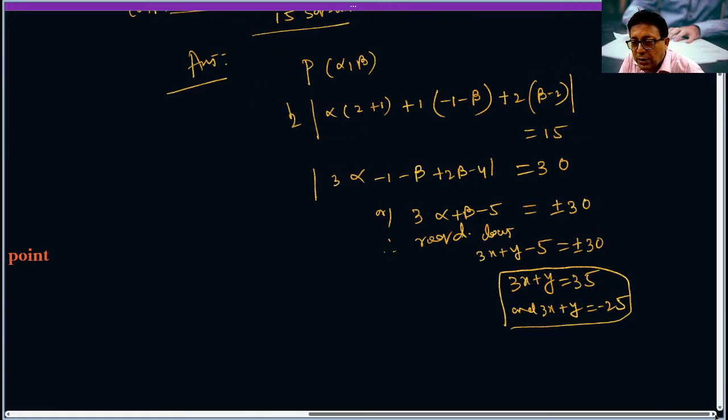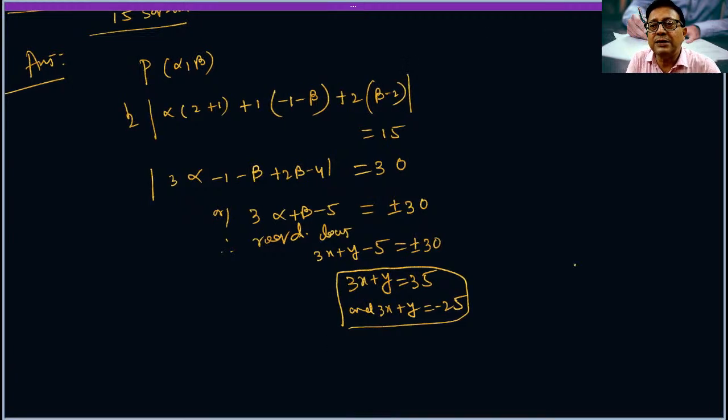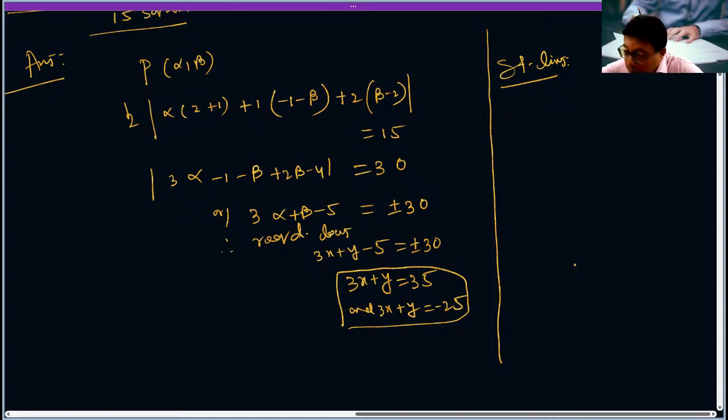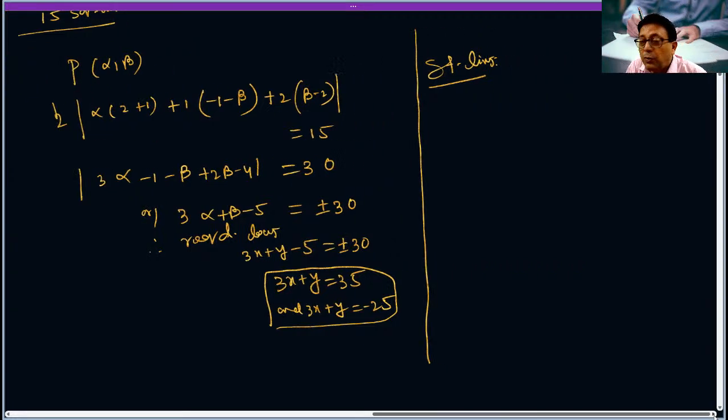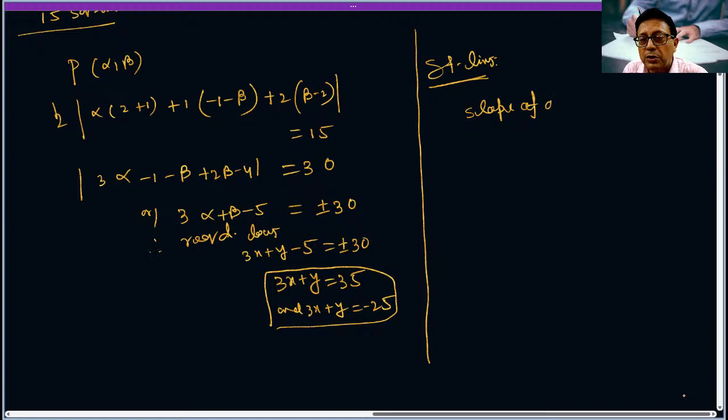Now let us go for revising the formula part from straight lines also. Straight lines, you do yourself, please. Do your problems where you have got stuck, do those. I will be solving each and every sum. Straight lines, first we will define the slope of a line.